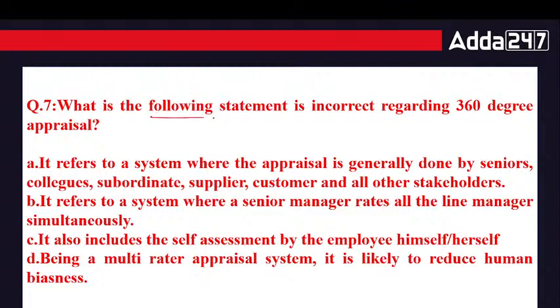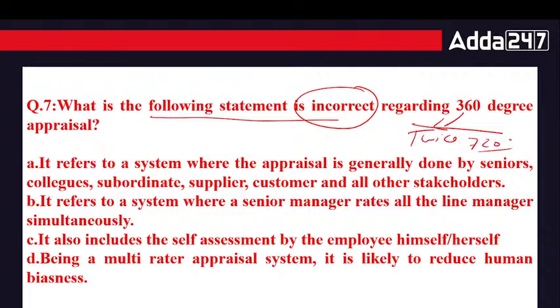Now, which of the following statements is incorrect regarding the 360-degree appraisal? What is the 360-degree appraisal? That is one of the methods we use in performance appraisal, where you will be assessed by your peers, you will assess yourself, and you will even be assessed by your customer, supplier, everyone will give you marks. And if we conduct 360-degree twice in a year, it is called the 720-degree appraisal.